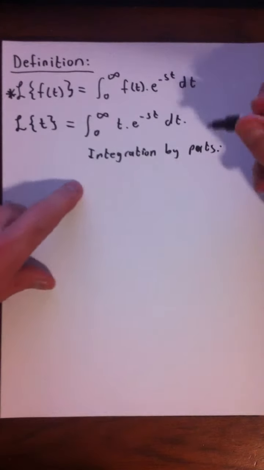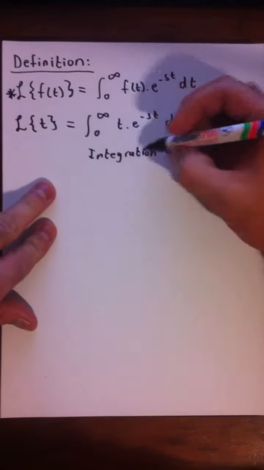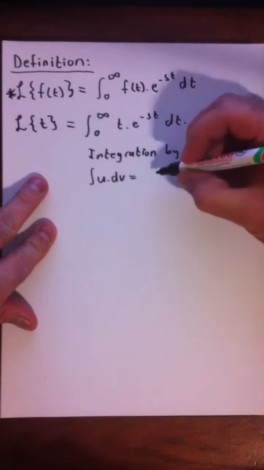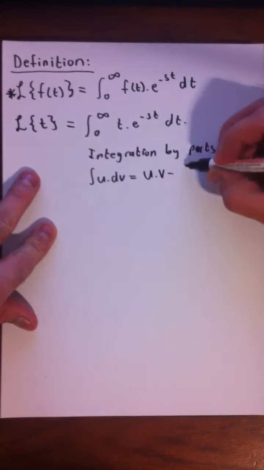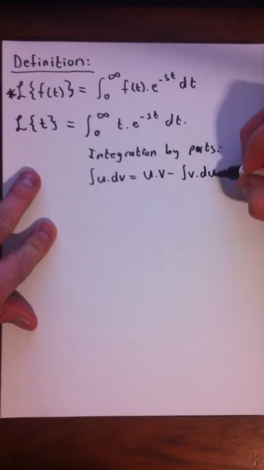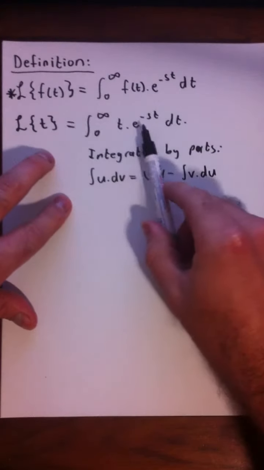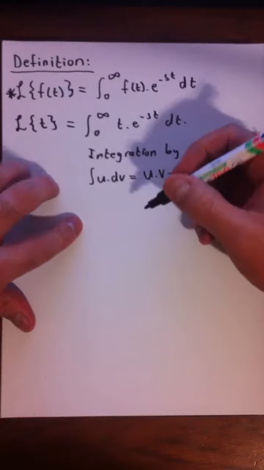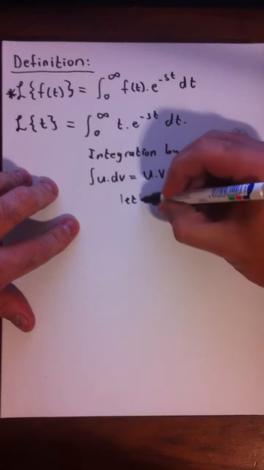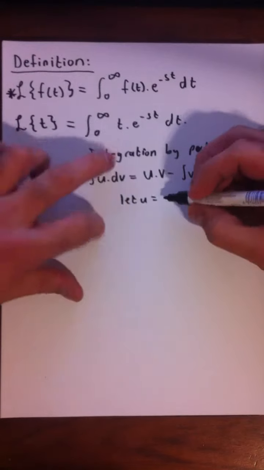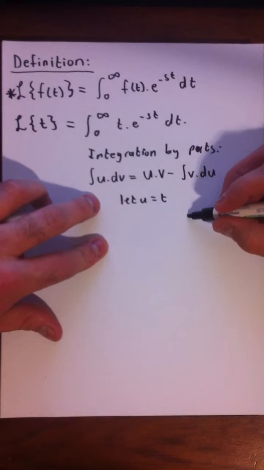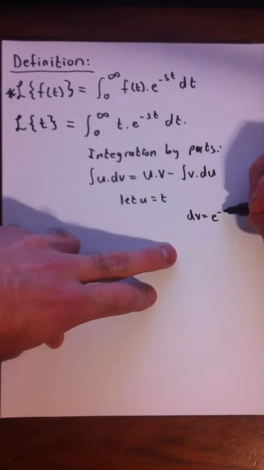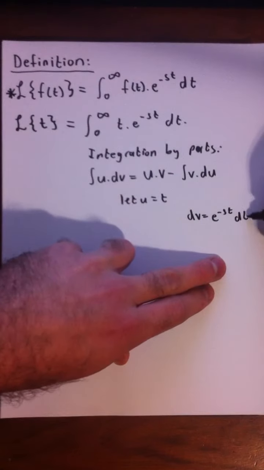What does this say? Remember the rule from earlier calculus is that the integral of u dv is equal to uv minus the integral of v du. We have to decide which of these two expressions are going to be called u and which one's going to be called dv. In this case, we'll choose u to be equal to t, and we'll choose dv, the other part here, to be the rest of it, which is e to the negative st dt.